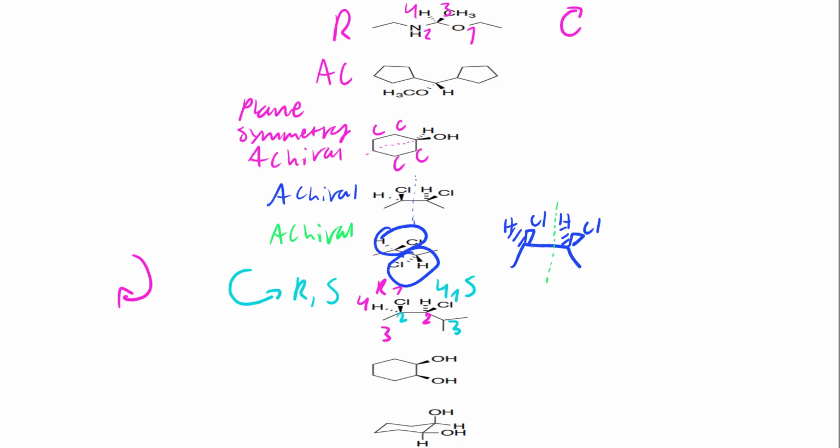RS center. Alright. Now what about this one? Well, I hope you can see that this is actually going to have a plane of symmetry. And if it has a plane of symmetry, it's going to be achiral. Well, I butchered that, but it's achiral, right? And what about this guy right here, this cyclohexane? What do I do about that?